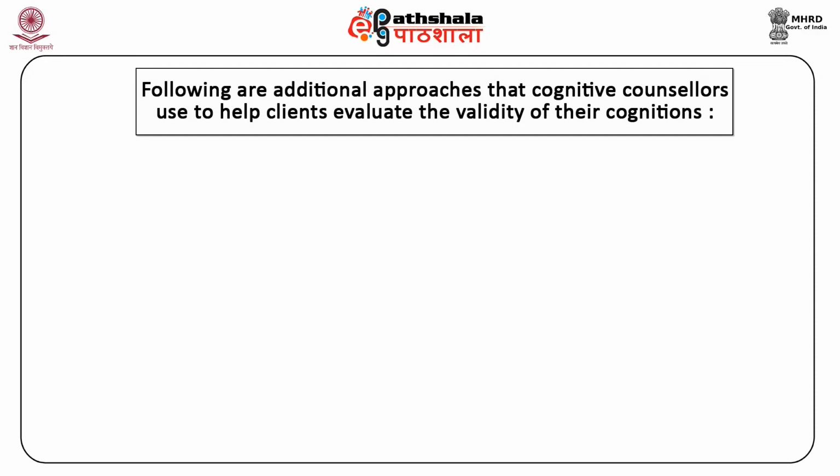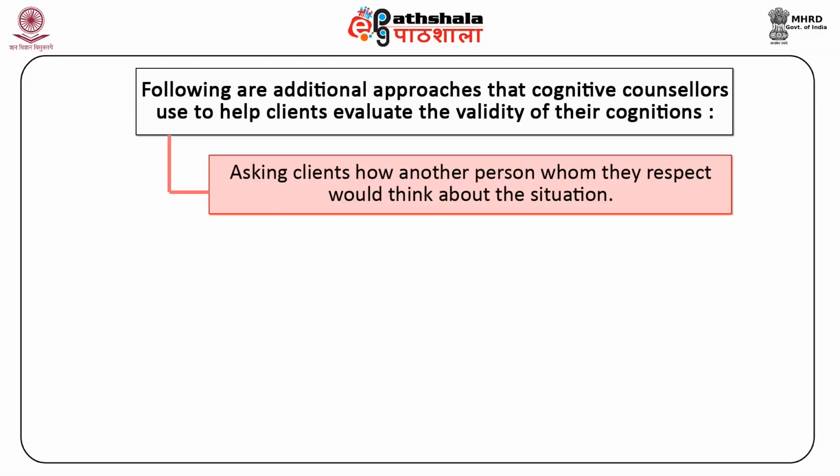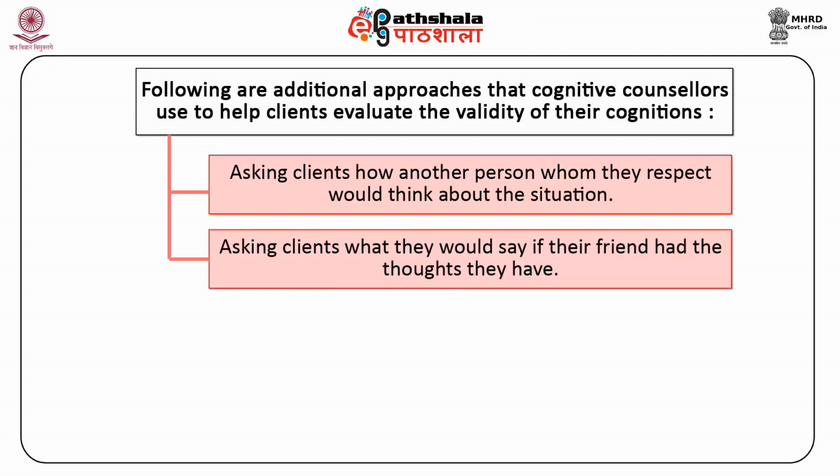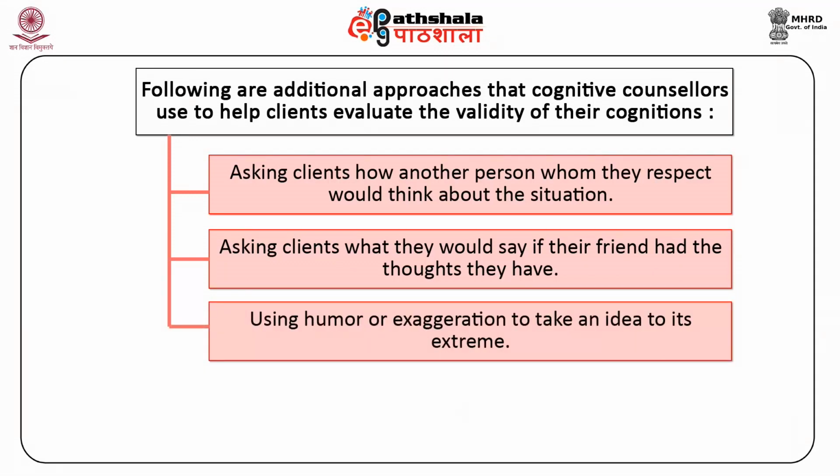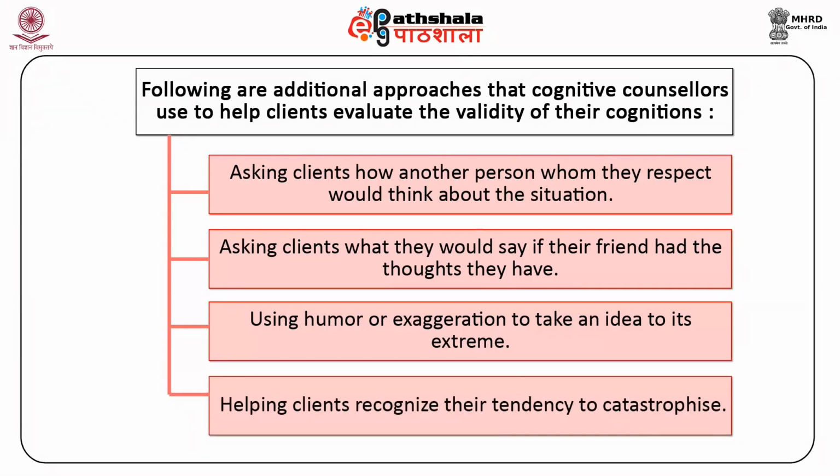Following are additional approaches that cognitive counselors use to help clients evaluate the validity of their cognitions. Asking clients how another person whom they respect would think about the situation. Asking clients what they would say if their friend had the same thoughts they have. Using humor or exaggerations to take an idea to its extreme. Helping clients recognize their tendency to catastrophize.